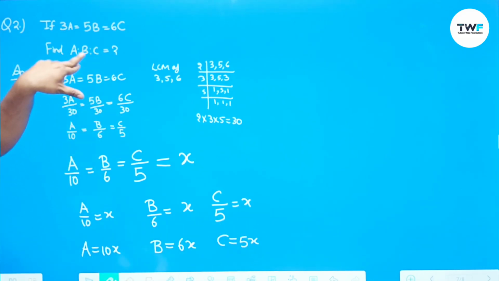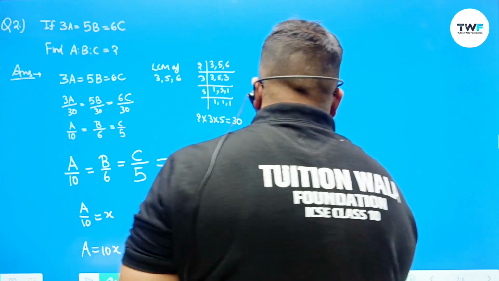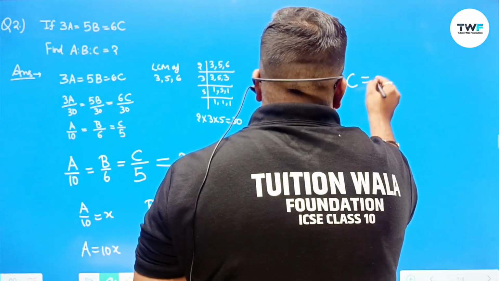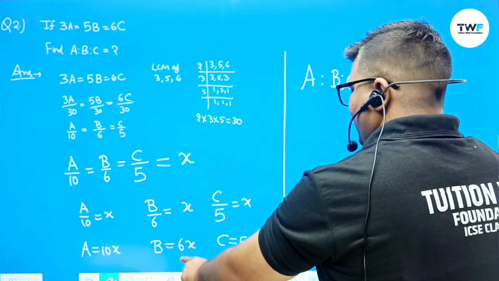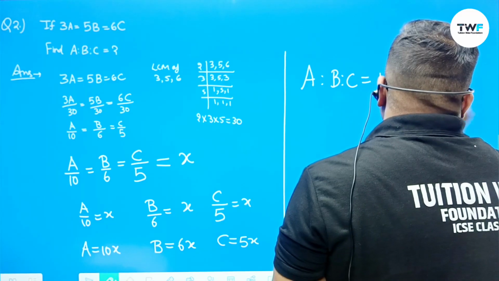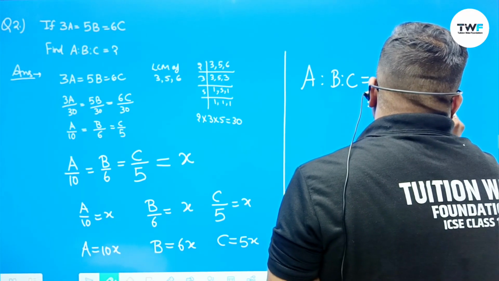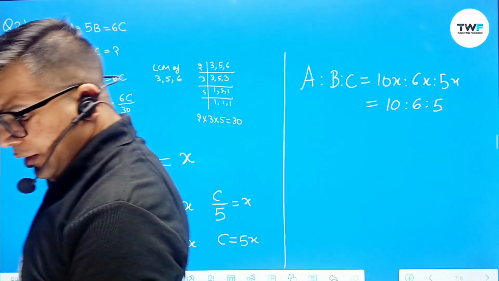And you want to find the ratio a ratio b ratio c. What is the value of a? 10x. What is the value of b? 6x. What is the value of c? 5x. That means the ratio will be 10 ratio 6 ratio 5. Then this will be your answer.